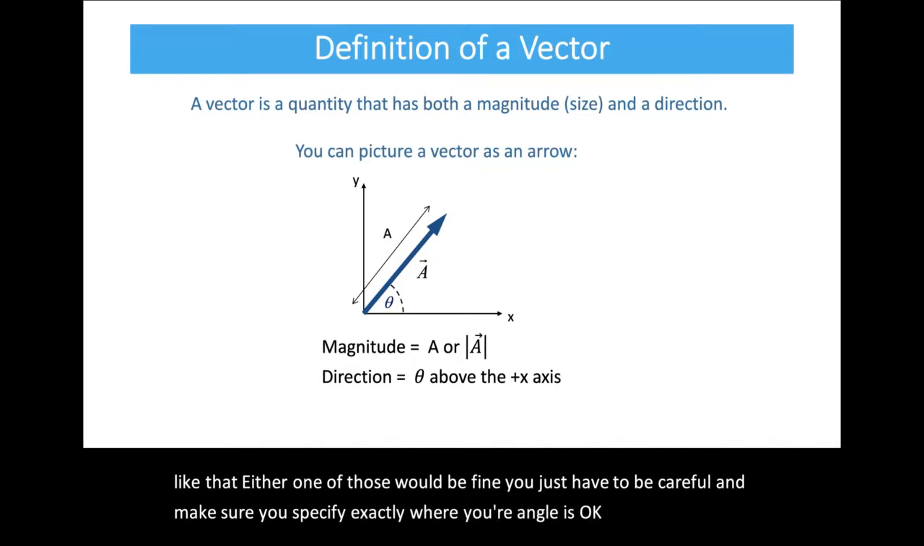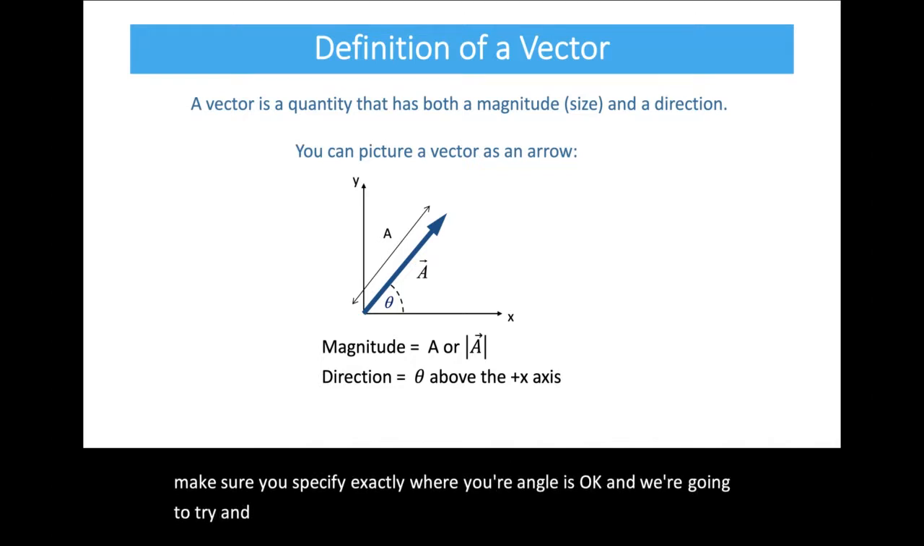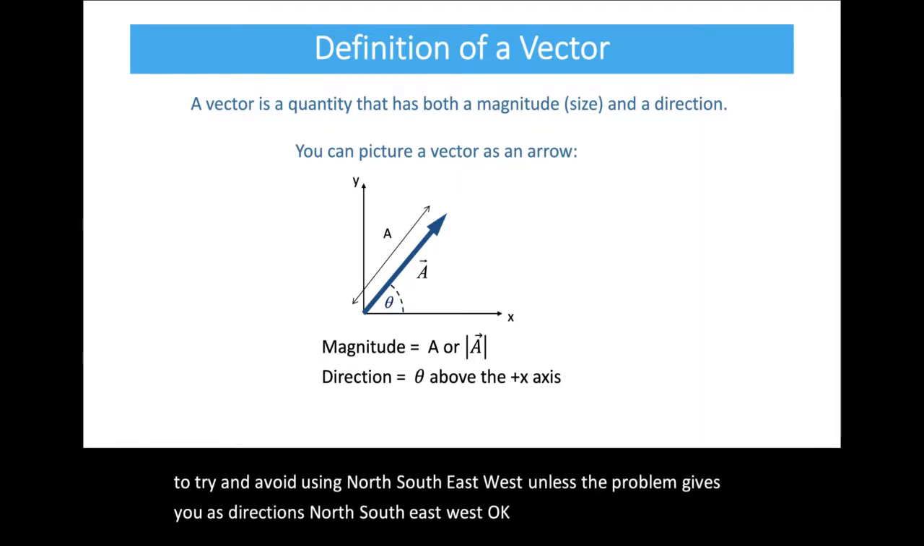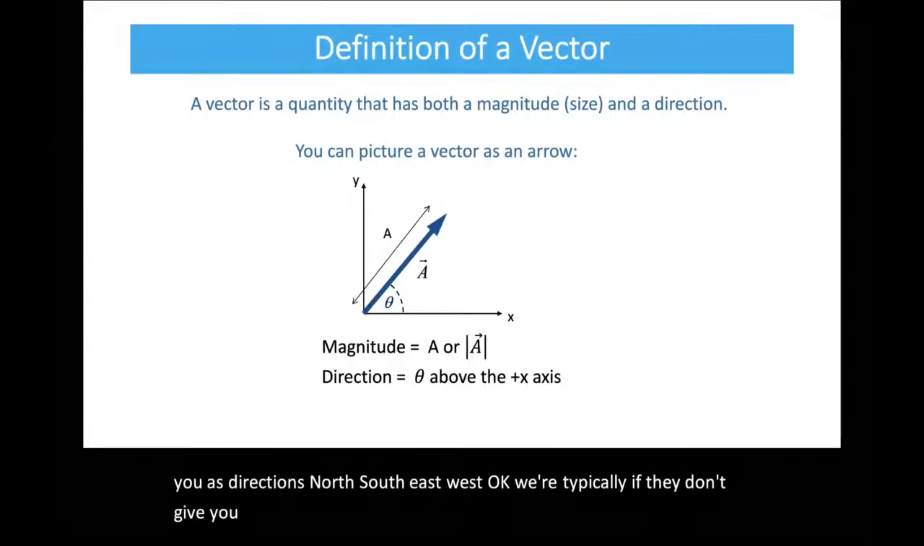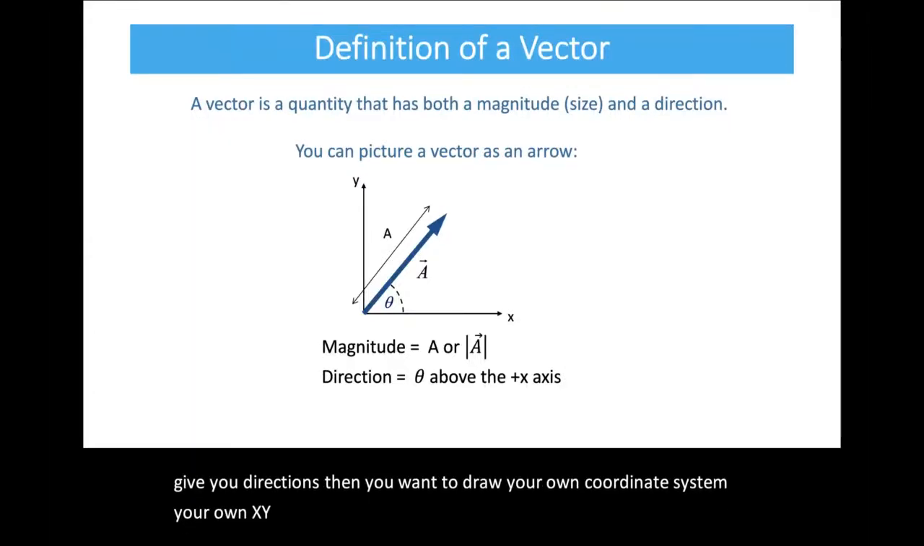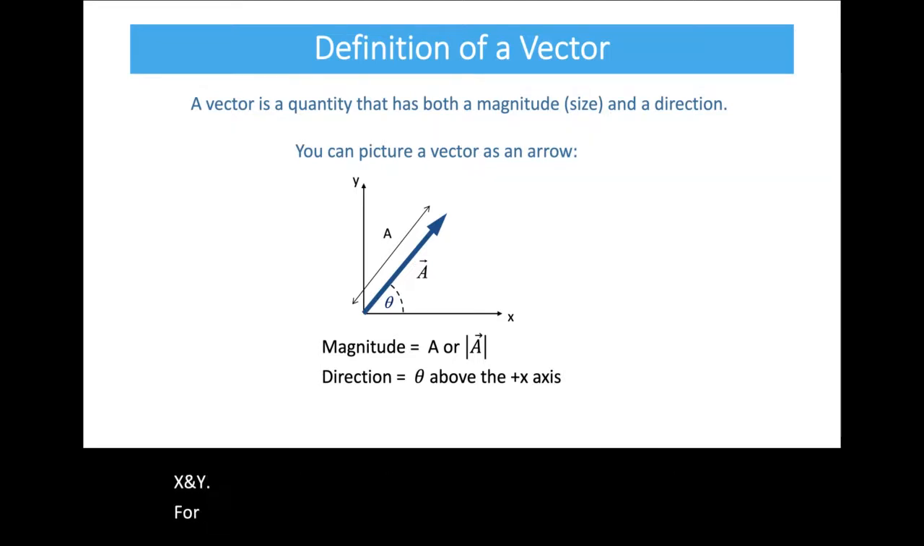Okay, and we're going to try and avoid using north, south, east, west unless the problem gives you directions as north, south, east, west. Typically if they don't give you directions, then you want to draw your own coordinate system, your own xy coordinate system, and then use x and y for your directions.